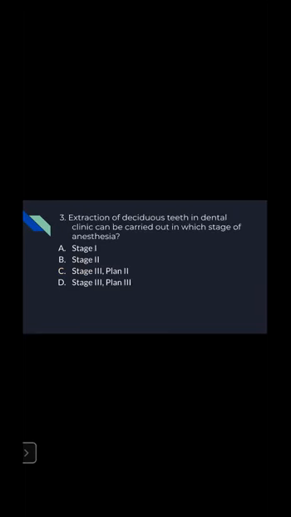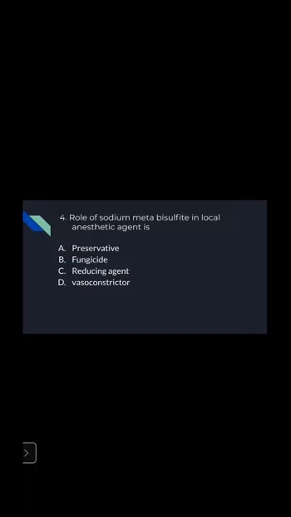The third question: extraction of deciduous teeth in dental clinic can be carried out in which stage of anesthesia? A. Stage 1, B. Stage 2, C. Stage 3 plane 2, D. Stage 3 plane 3. And the answer is A, stage 1. Question 4. Role of sodium metabisulfite in local anesthetic agent is A. Preservative, B. Fungicide, C. Reducing agent, D. Vasoconstrictor. And the answer is C.